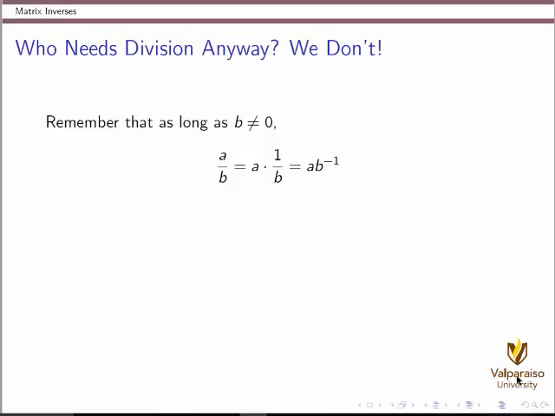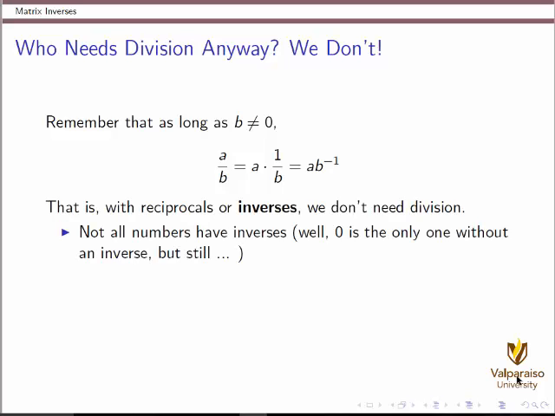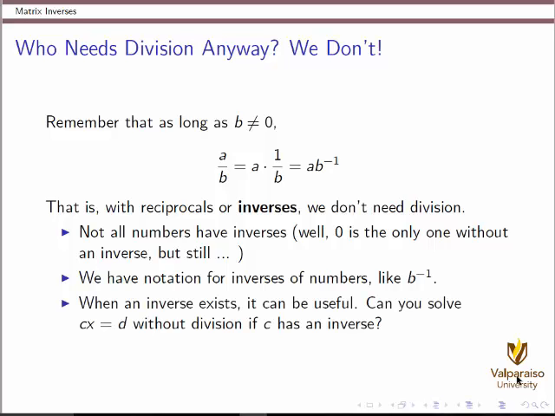So for example, here's A divided by B. It's a division. If B isn't 0, what we can do is think about the division by B instead as the multiplication by the reciprocal of B, or the inverse of B, and we have our own special notation for that, which is B with an exponent of -1. So with inverses, even with numbers, we actually don't need to worry about whether there's division, because division and multiplication by an inverse, same thing. Not all numbers have inverses. Well, 0 is the only number that doesn't have an inverse or a reciprocal, but still, we have notation for inverses with that -1 exponent.